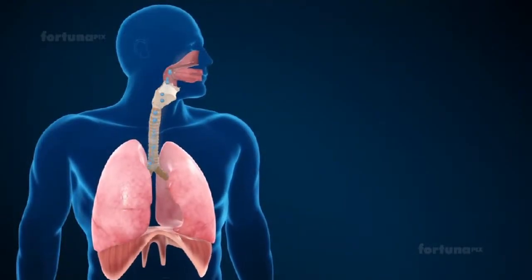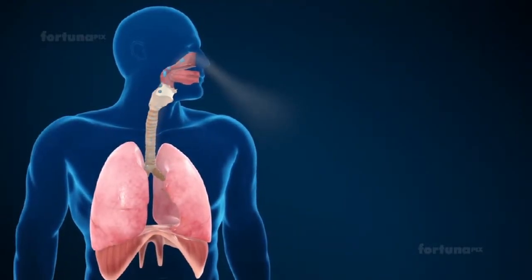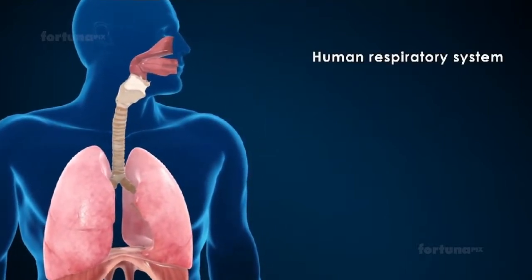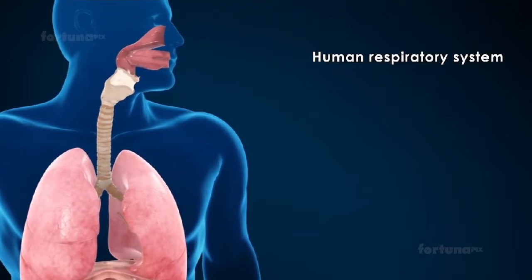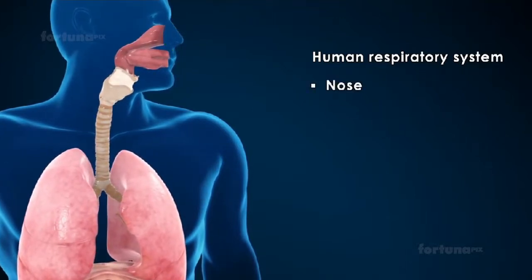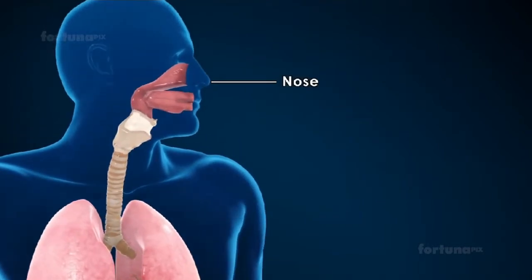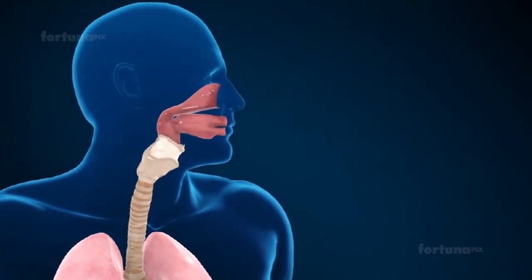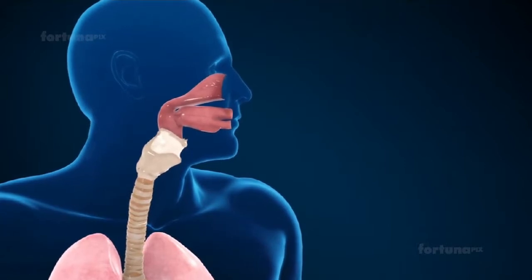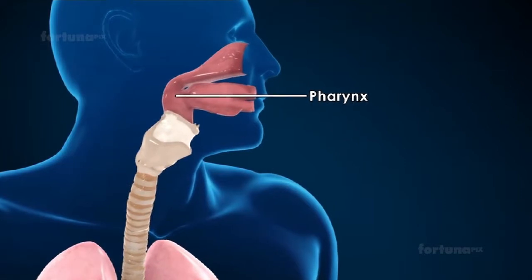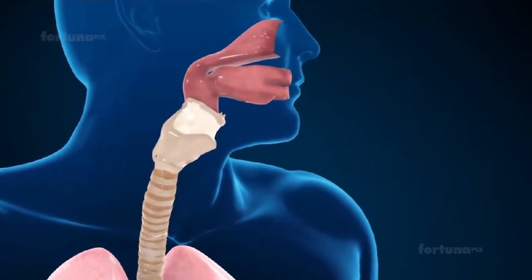Now let's see the difference in the respiratory system of animals using the human respiratory system as an example. The human respiratory system consists of the nose, pharynx, larynx, trachea, bronchi, and lungs. The nose is the most external organ and is the primary entry point for air moving into the respiratory system. The pharynx is a common passageway for both air and food.